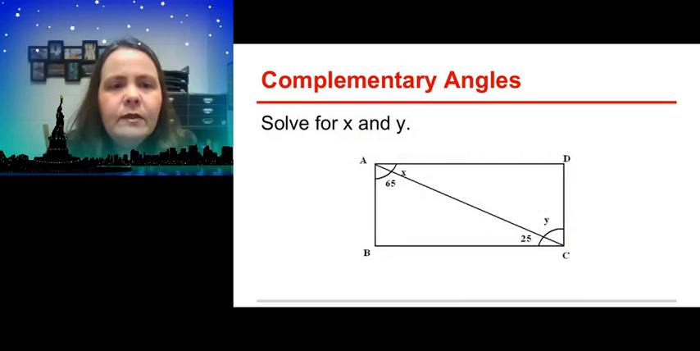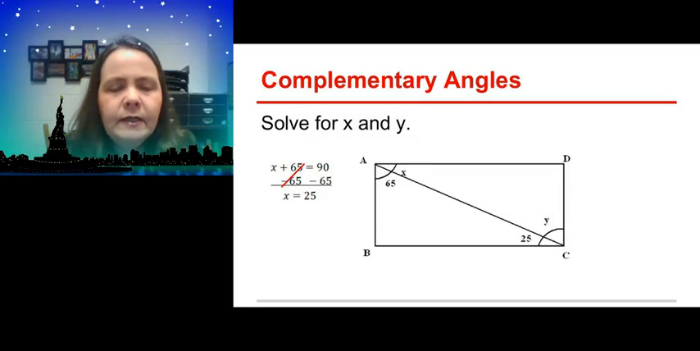Here, if we want to solve for x and y, first of all, we see that ABCD is a rectangle, and we know that rectangles have 90-degree angles. So x plus 65 up there, those are adjacent complementary angles. And we know that x plus 65 has to equal 90. In order to solve for x, we're going to subtract 65 from both sides. Our 65s on the left-hand side will cancel, and when we simplify, we're left with x equals 25.